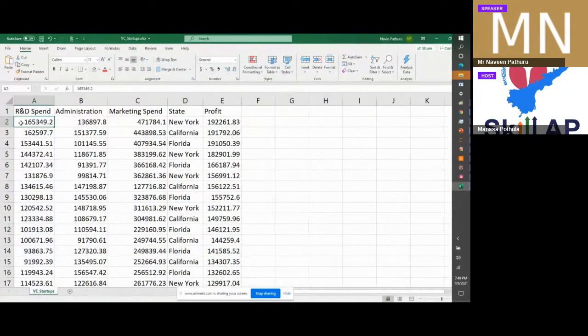This is a company which is investing $165,000 in R&D. They're spending $136,000 in administration costs, which is infrastructure, and $470,000 in marketing, which is close to $500,000. And then here is New York. They're based in New York. Their profit is $192,000.